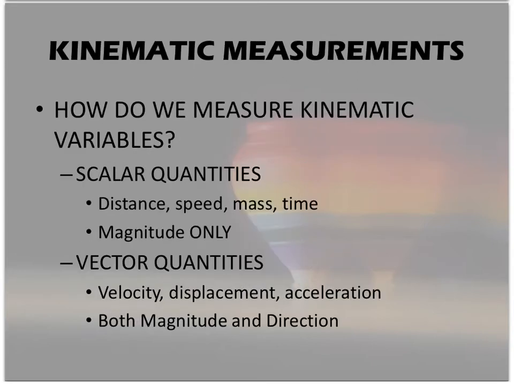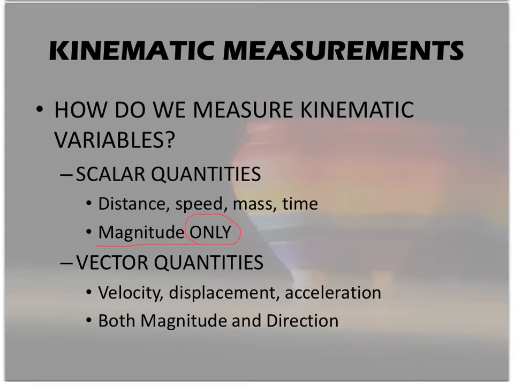There are two ways to measure kinematic variables, and we're going to have another slideshow that will, during Unit 2, go a little more in depth into one of these. But the two ways to measure kinematic variables are scalar quantities and vector quantities. The difference between the two is that scalar quantities have only magnitude. They have magnitude only, which is like distance.